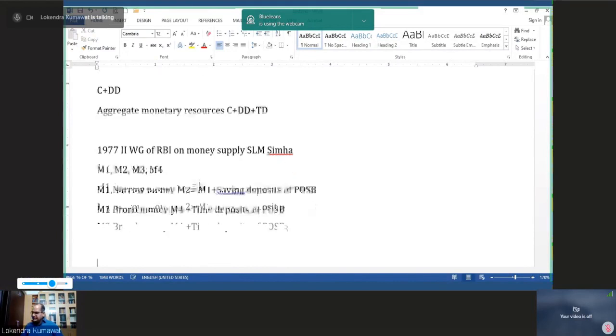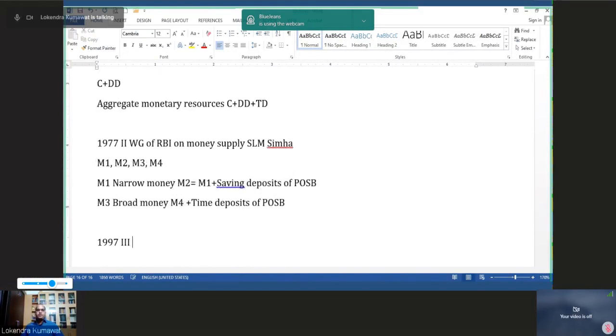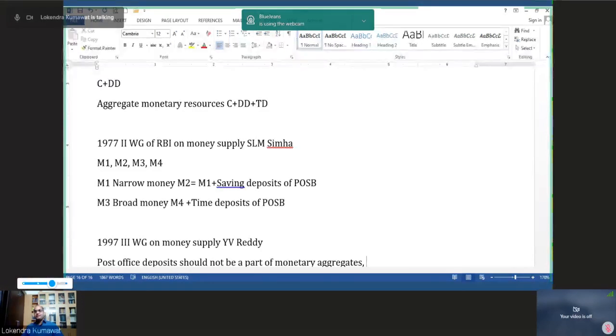Then in 1997, the Reserve Bank of India set up the third working group on money supply under the chairmanship of Dr. Y.V. Reddy, who was then the Deputy Governor of RBI. This working group suggested a few important changes. The measures are listed in your book; I'll not go into details of that. First, it said that post office deposits should not be a part of monetary aggregates, because the post office is not a part of the banking system.